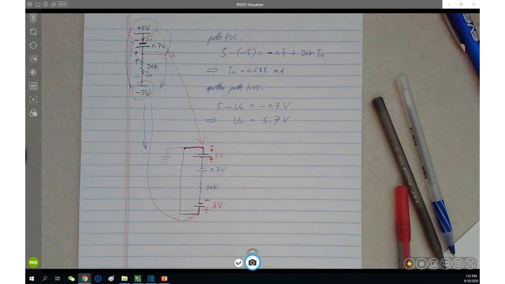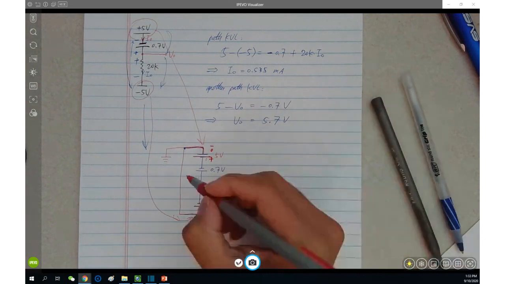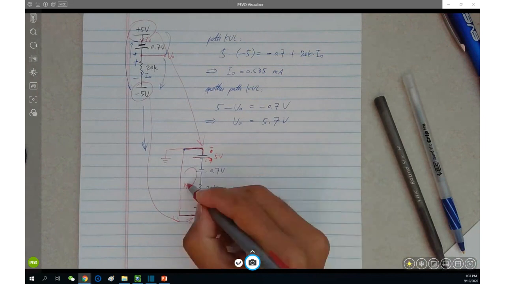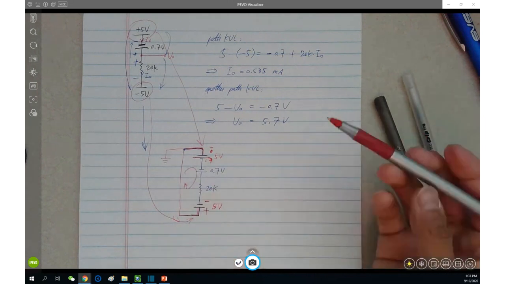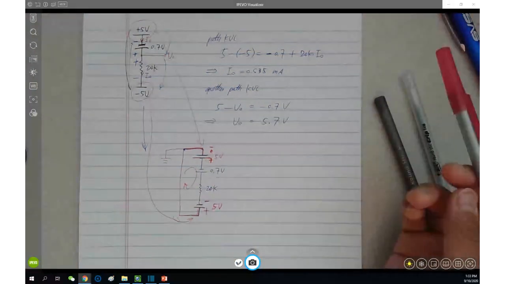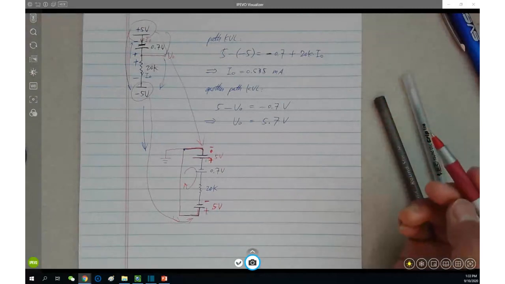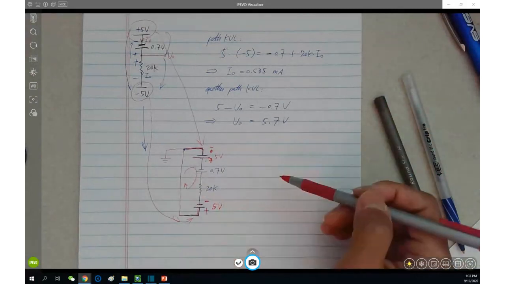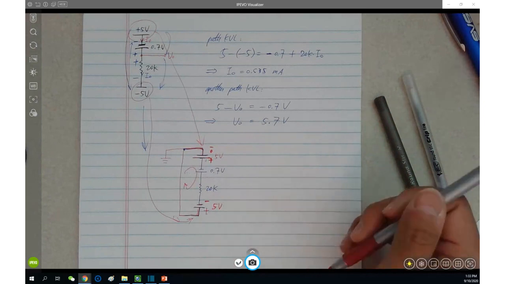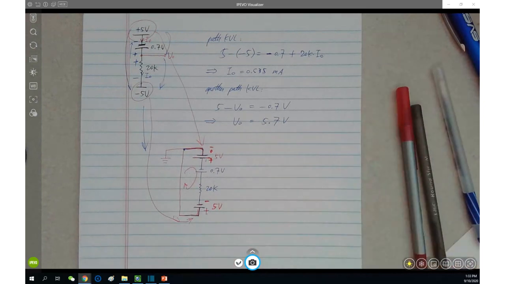So take a look. This is how we see the loop. And if you're interested, you can write a KVL, which you may feel much more comfortable with, inside of this loop. You can end up with the same result.